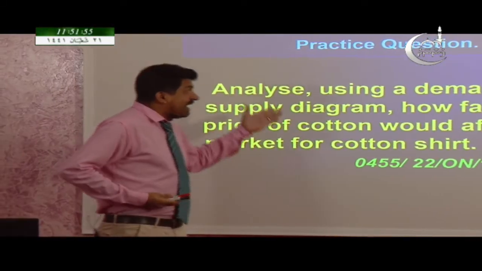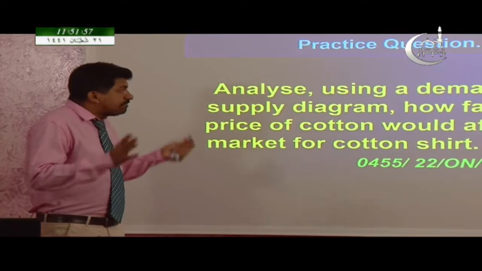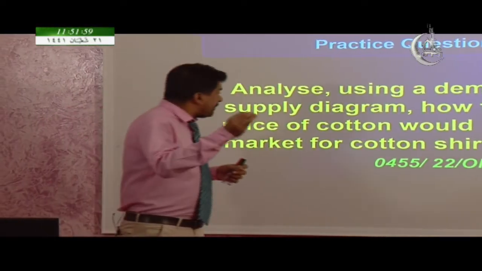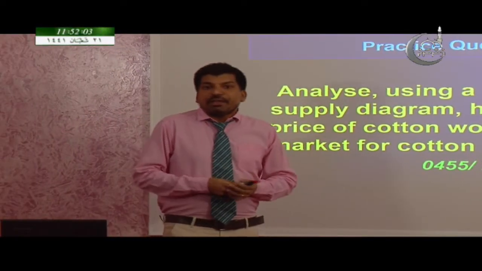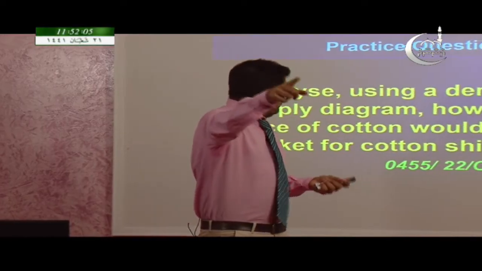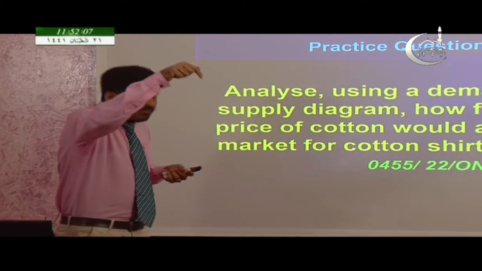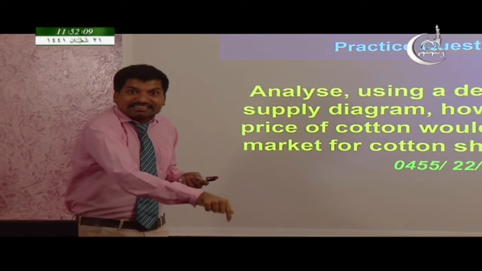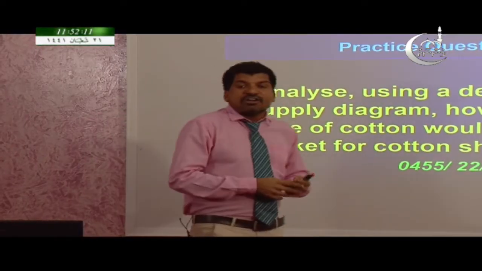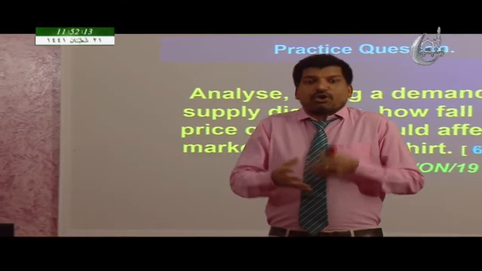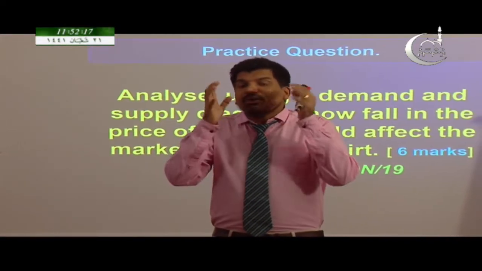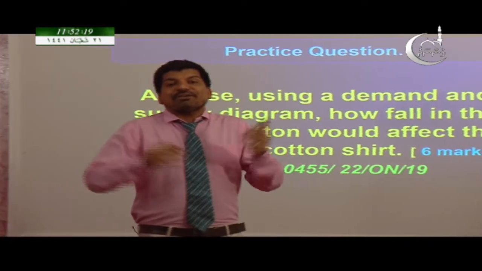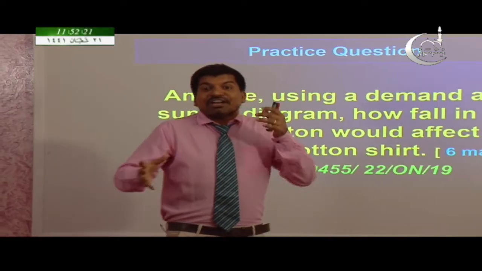Once again, analyze using a demand and supply diagram how a fall in the price of cotton would affect the market for cotton shirts. Price of cotton, what happened? It fell, decreased. Then what will happen to the market for shirts? This is a scenario they will normally give. From this scenario we have to identify what will happen to the market for cotton shirts.